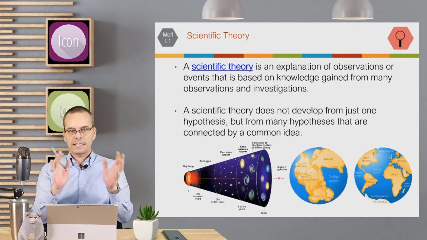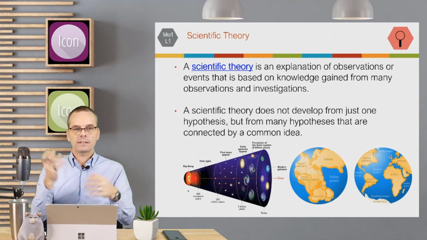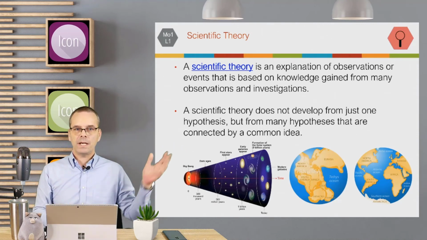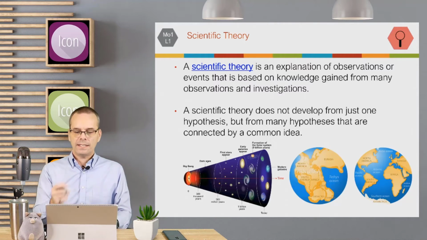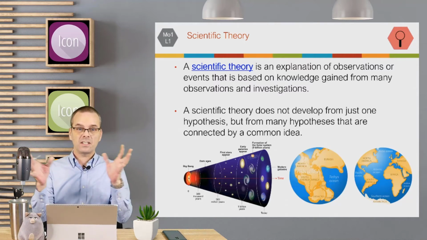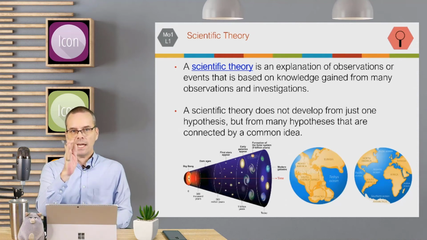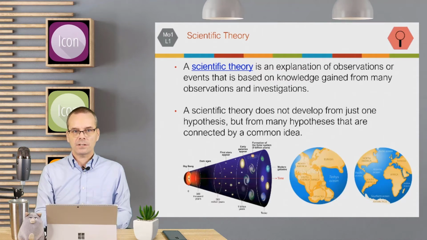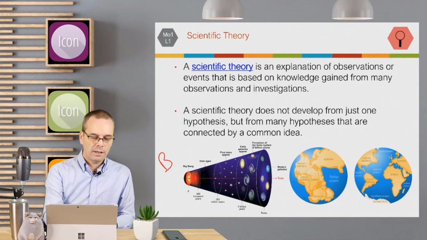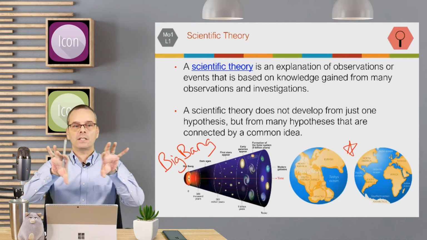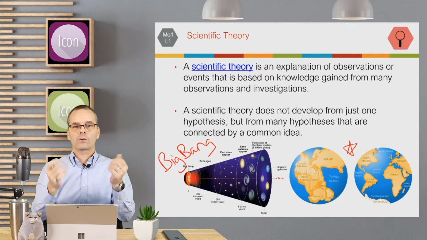Now let's talk about scientific theory. Remember I mentioned scientific theory and scientific law? Remember that a scientific theory is an explanation based on events. Now, it does not develop from just one hypothesis. It's usually many different questions or hypotheses put together. And it's gained by knowledge or investigations. An example would be the Big Bang theory about how our universe started. The other one would be what we call continental drift, how our continents drifted apart, and basically the Earth's crust.